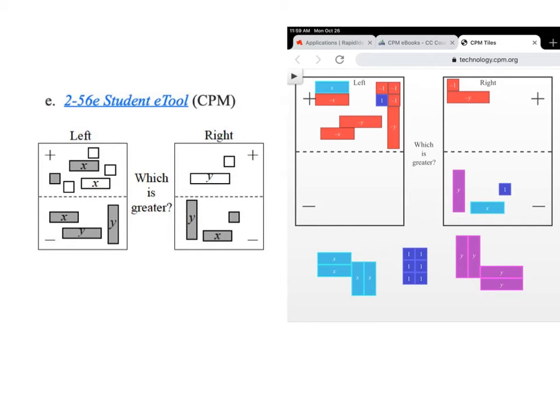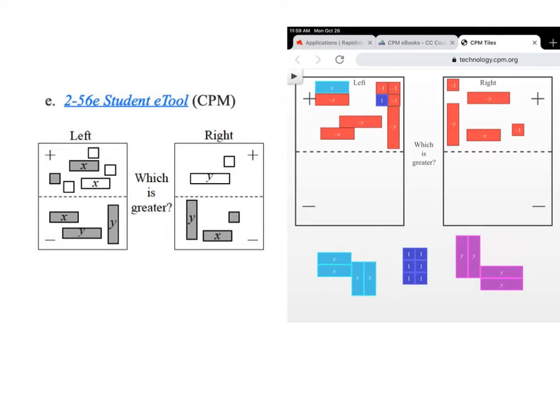But then in the negative region, I've got a positive Y, so I'm going to flip that over to be a negative Y into the positive region. I've got a positive X, so I'm going to flip that over and flip the positive 1 over as well. So now what I've got left is a whole bunch of stuff that I can take a look at and see what I can simplify.